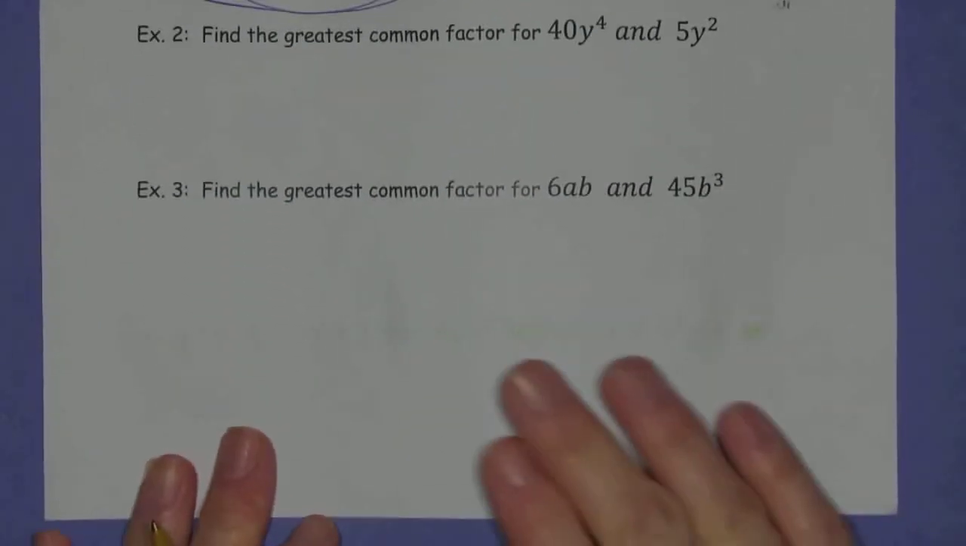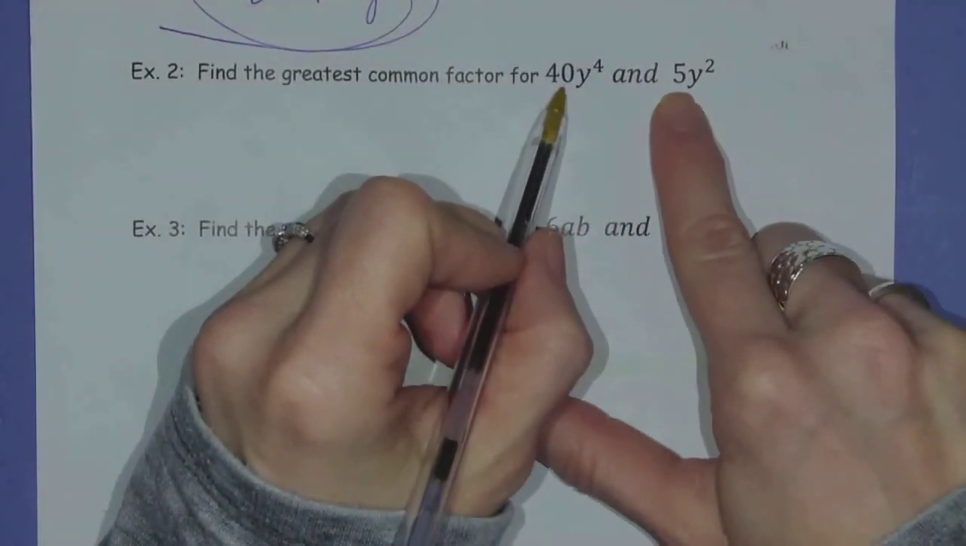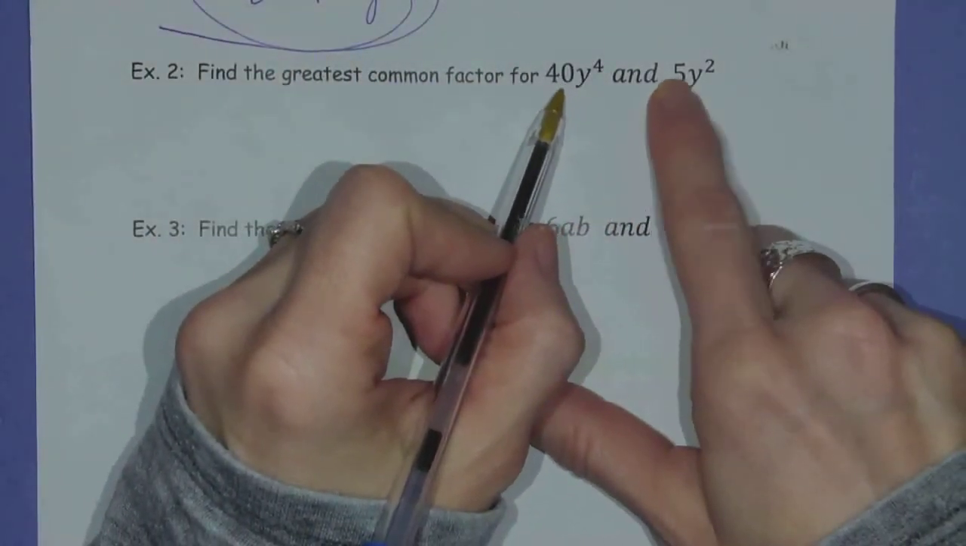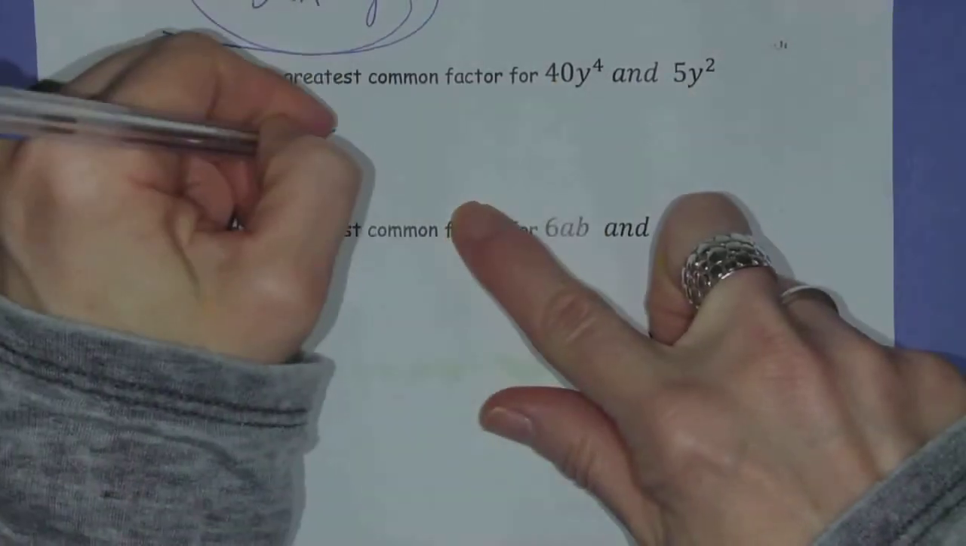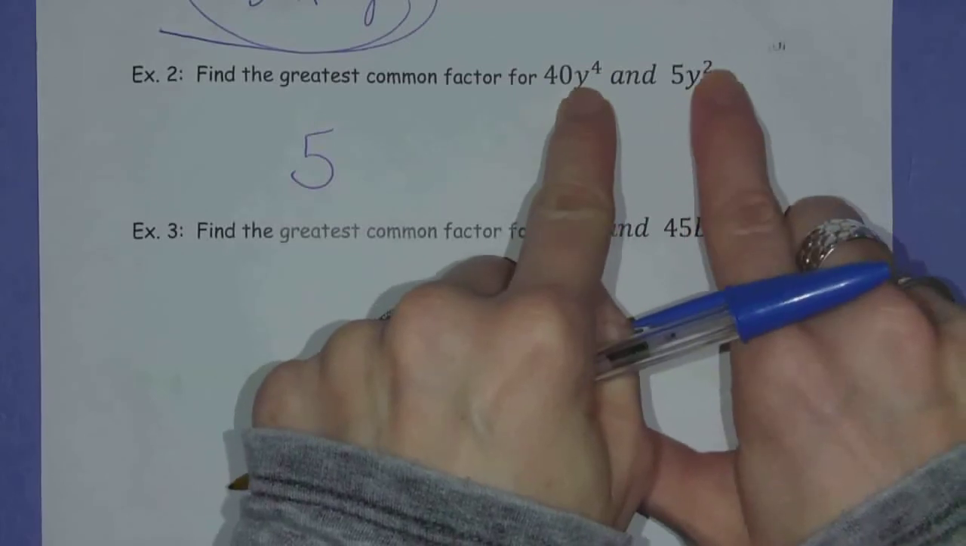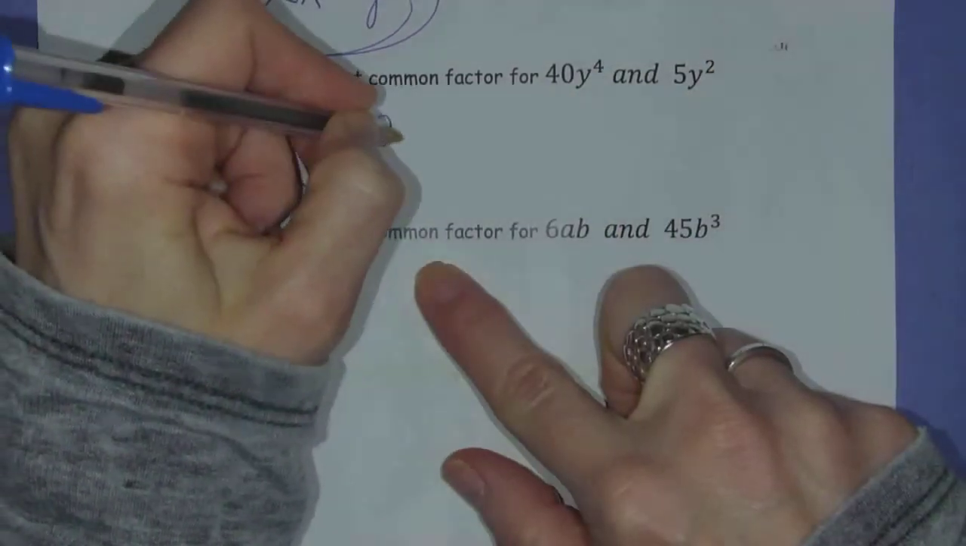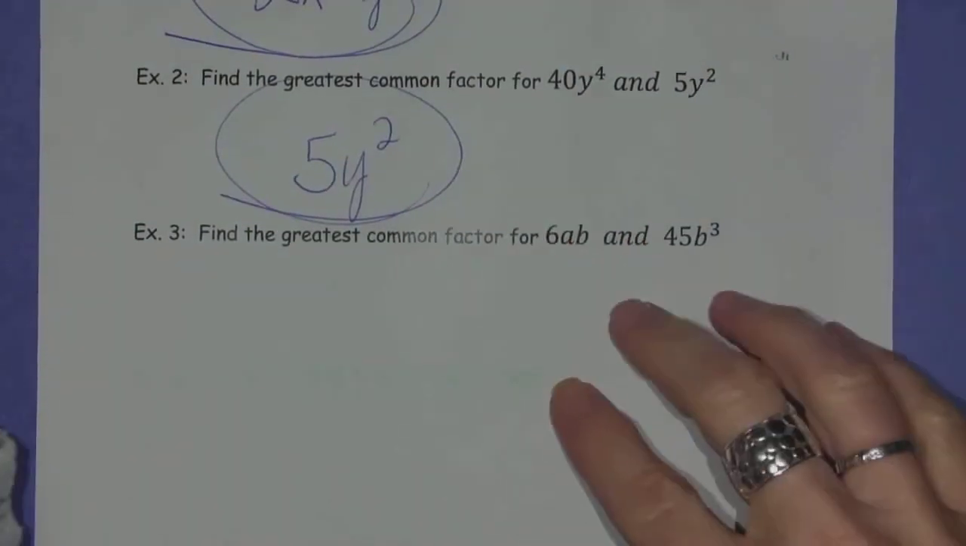On to example 2. Find the greatest common factor, 40 and 5. Well, the biggest number that divides into both 5 and 40 is 5. And let's compare our y's. We've got 4 versus 2. The lower is 2, so they have 2 in common. See how quickly it goes?